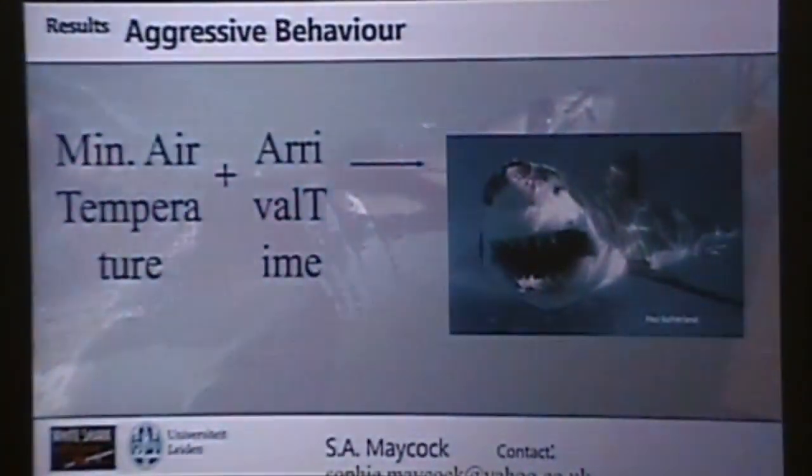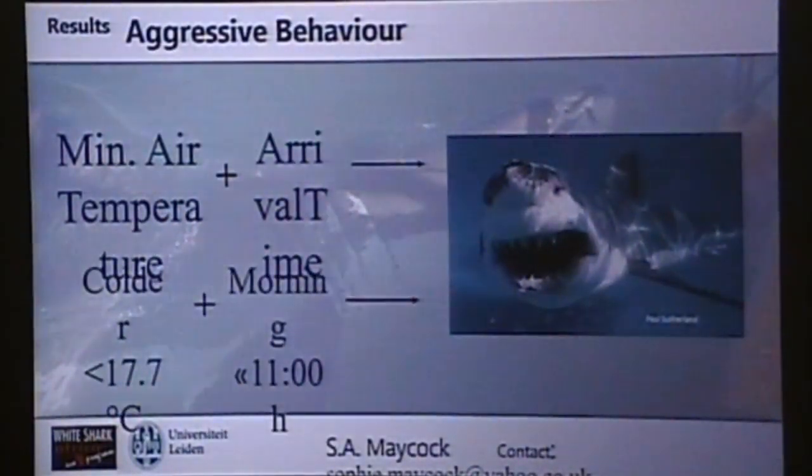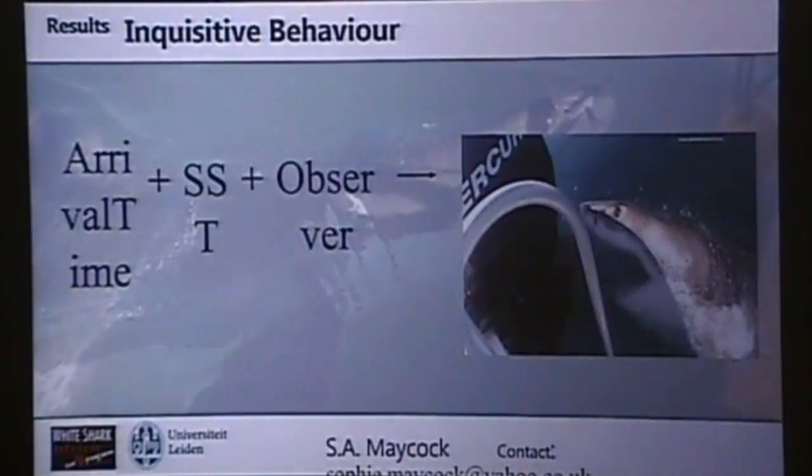However, the model for aggressive behaviour was simplified to only include the minimum air temperatures and the arrival time in the final model. So that is to say that when the 3-day running average minimum air temperature was colder, so this was below 17.7 degrees, and when sampling was conducted in the early morning before 11 a.m., the sharks were commonly more aggressive.